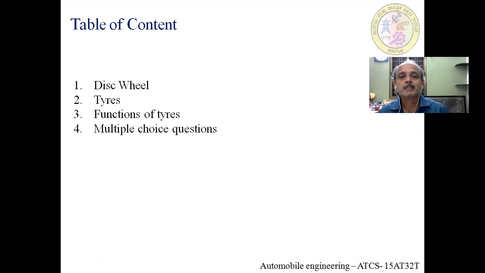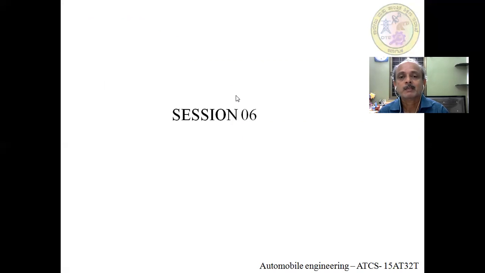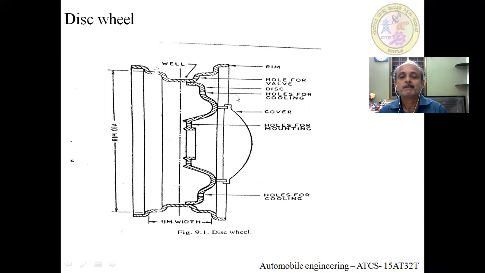So in session 6, the table of contents is disc wheel, which we are studying, and then tires. After the tires, we are going to study the functions of tires today. In the first one, disc wheel, we'll see the diagram here. In the main diagram, everybody can see the parts.